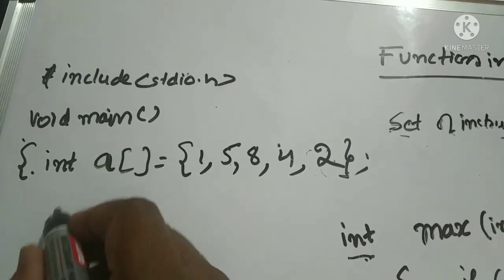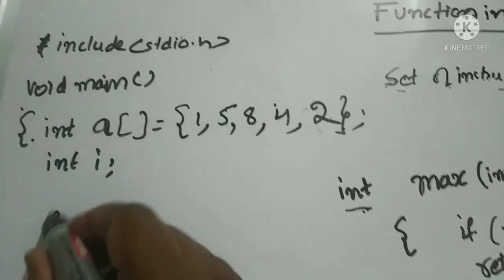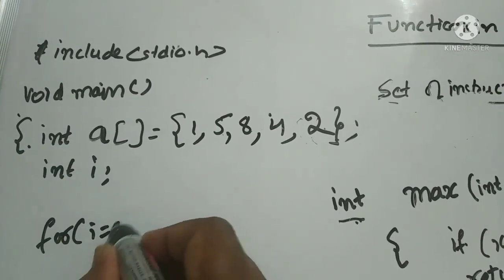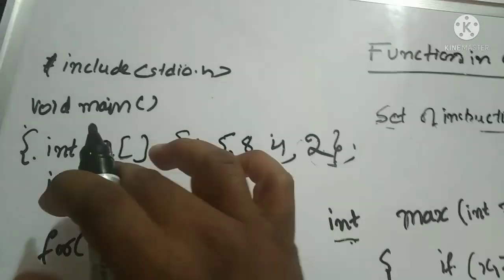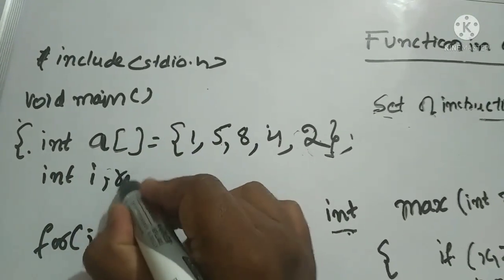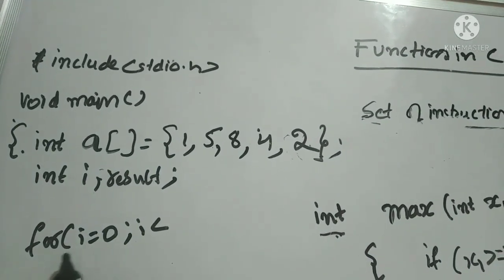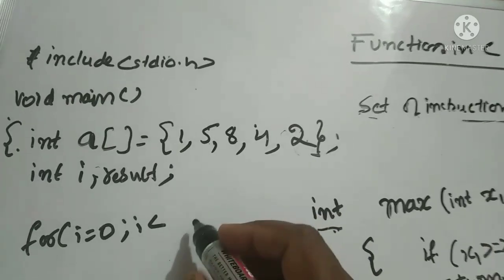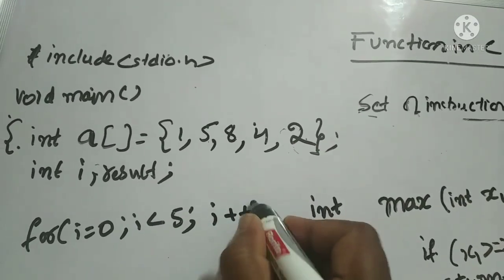For that reason, we are taking another variable called i, and we are using a for loop. I will take another variable called result, which is also required for me. So for i equal to 0, how many numbers are there? 5 numbers. So i less than 5, i plus plus.